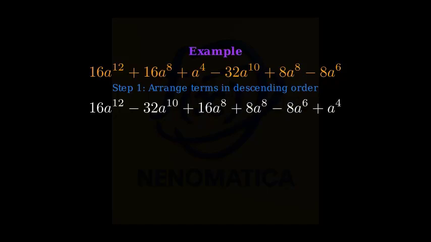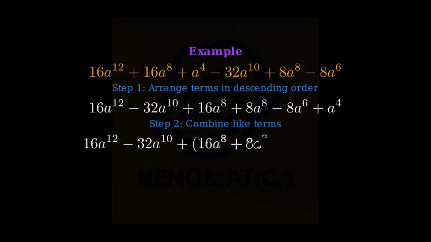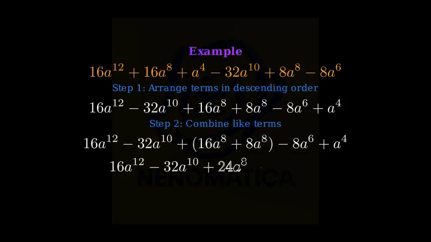We have 16a to the 12th minus 32a to the 10th plus 16a to the 8th plus 8a to the 8th minus 8a to the 6th plus a to the 4th. Now let's combine like terms. We have 16a to the 8th plus 8a to the 8th, which gives us 24a to the 8th.